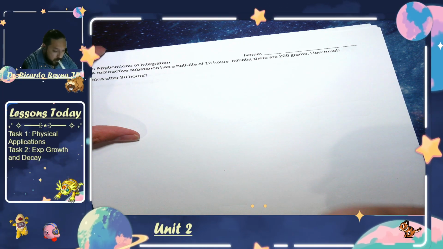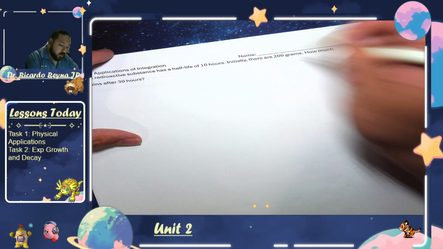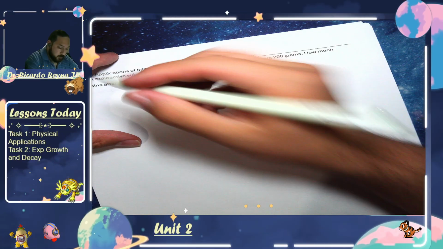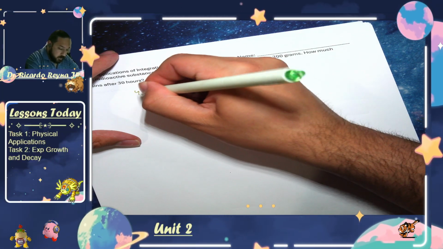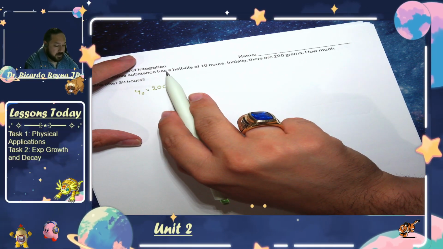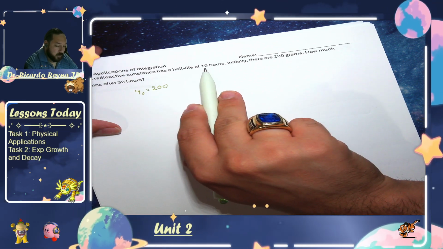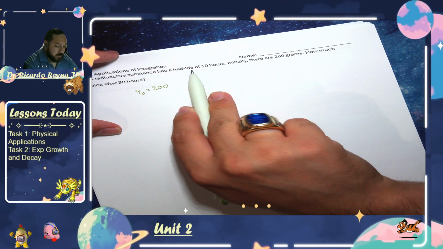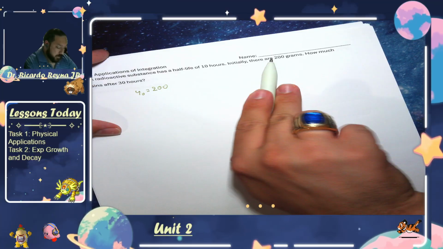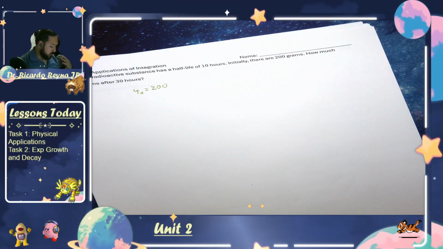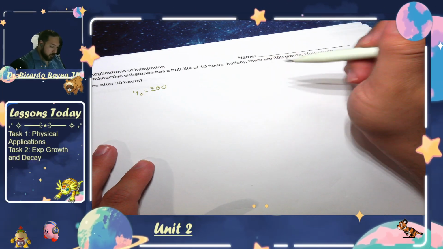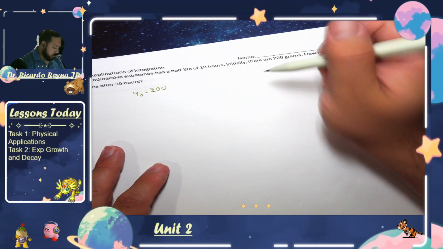We do know that we started with 200 grams, excuse me. So we know y0 is equal to 200. Now, it says a radioactive substance has a half-life of 10 hours. So that means this substance will be half gone at 10 hours. So we have to work around getting this number. So let's go ahead and do that.